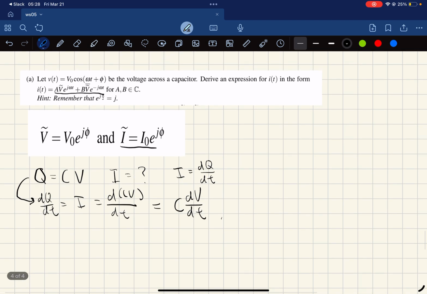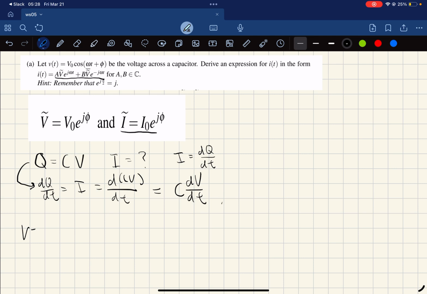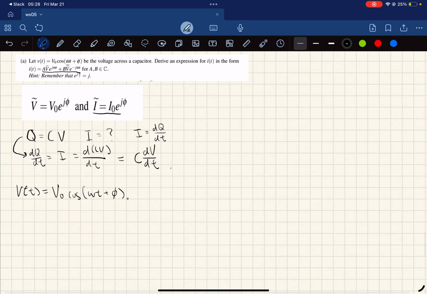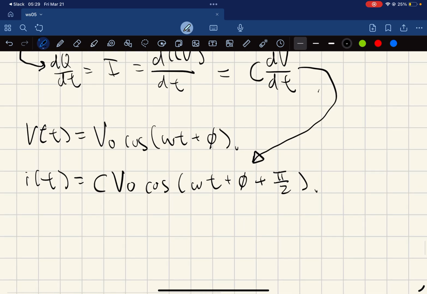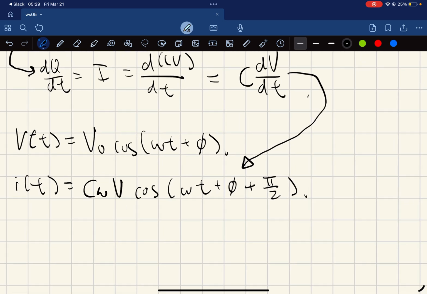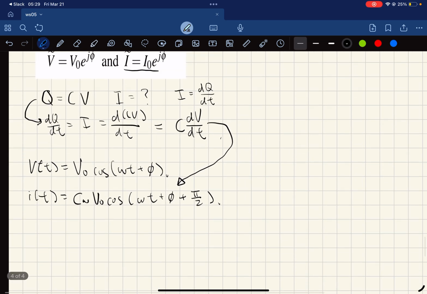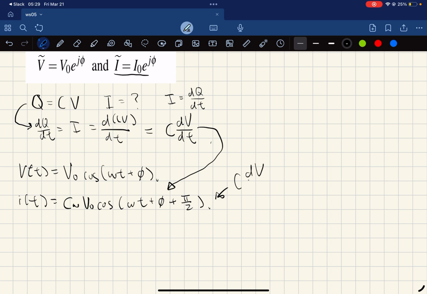So let's take our voltage. We have V of t is going to be equal to V0 cosine this. I'll just use this equation right here and plug it in. Oh, that's my bad. I forgot an omega. So this we just got from doing C dV dt, right?